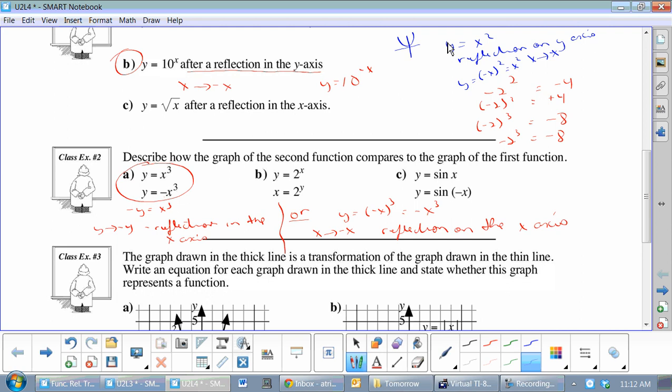What's your question? On the or part, you said it's a reflection on the x-axis again. Oh, yeah, that's y-axis.